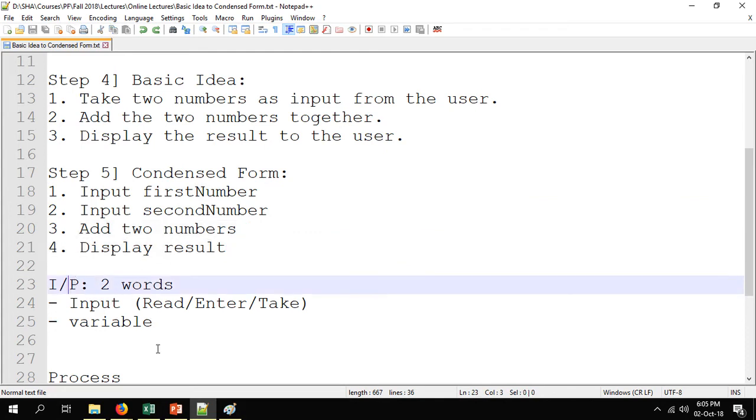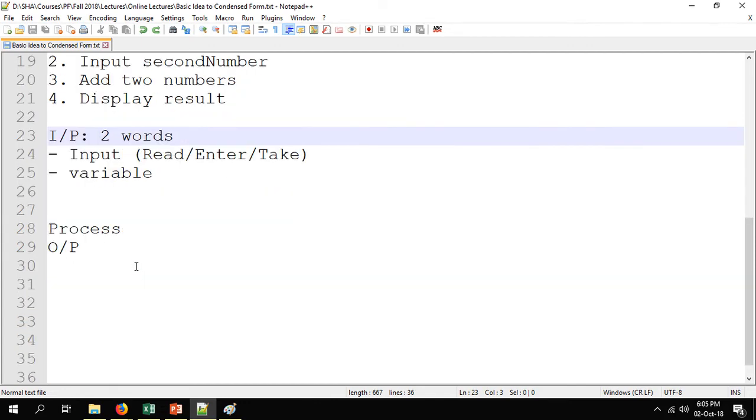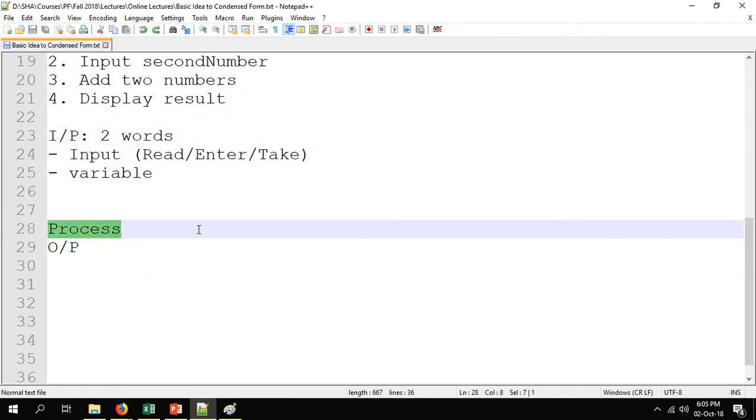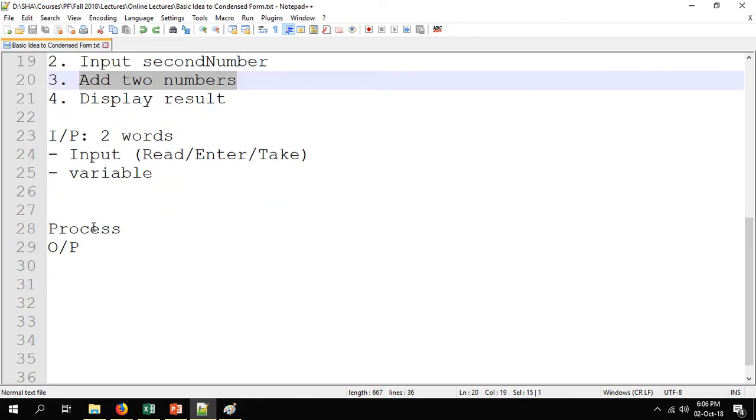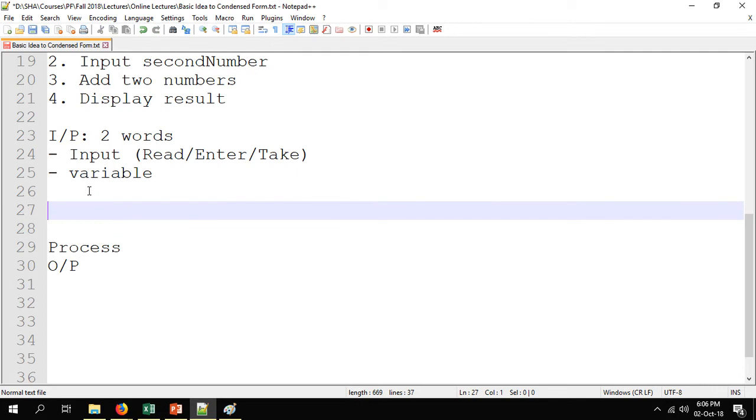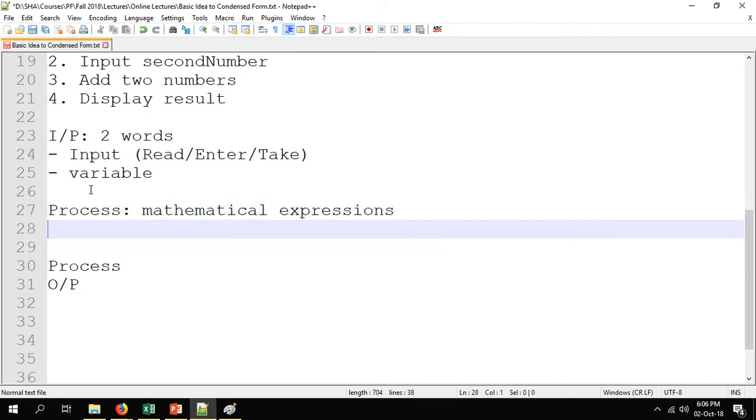So input rules. All right, next let's see what are the rules for the process statements. This is step 3, the process statement or instruction or step. So let's see what are the rules for the process part. The rules for the process part are, it should be mathematical expressions, algebra-like expressions.